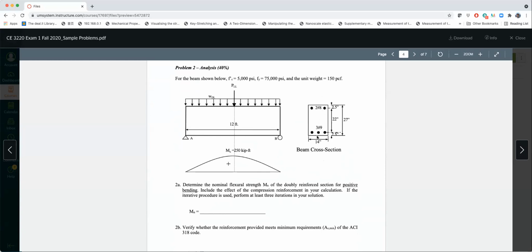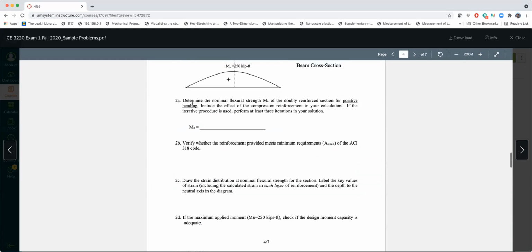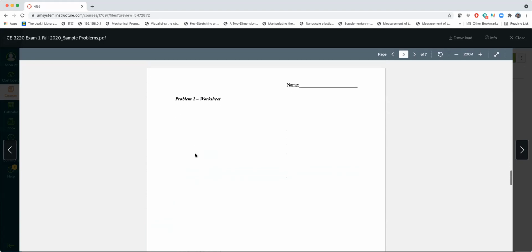Okay? Top and bottom reinforcement both. Like I said, we will not test you guys the design for a double reinforced section, but we will test you guys the analysis of a doubly reinforced section. So this is an example of it. So we have 2A, 2B, 2C, 2D, all the subcomponents of the problem, okay?